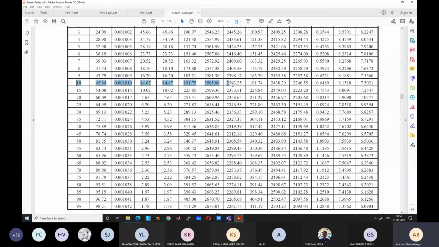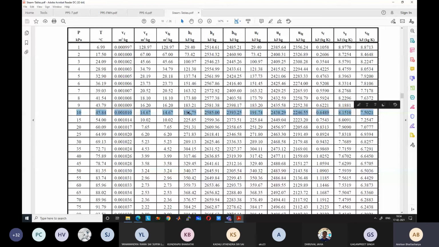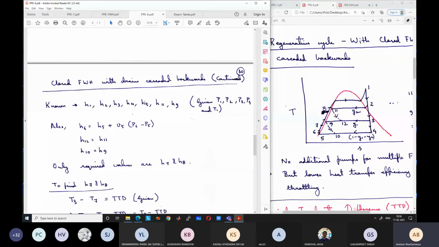The entire point of this discussion is that we know what is H1, H2, H3, H4, H5, H9 and H11. We are trying to find out all the enthalpies, because once we know all the enthalpy values, we can calculate any parameter. So what is left? H10, H12, H7 and H8. Only these four are left. Rest of it we have found. And H6 is left.